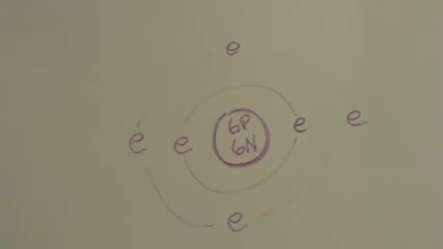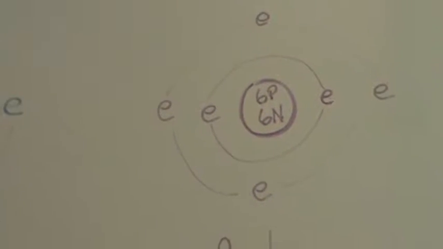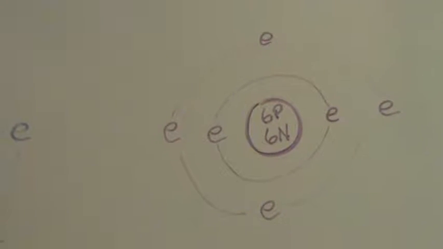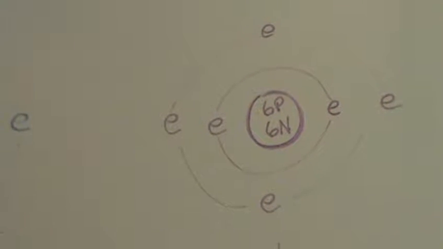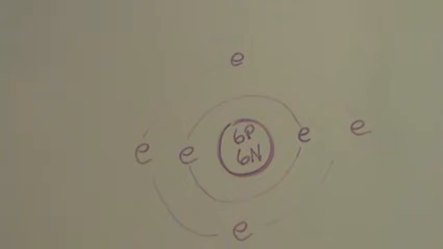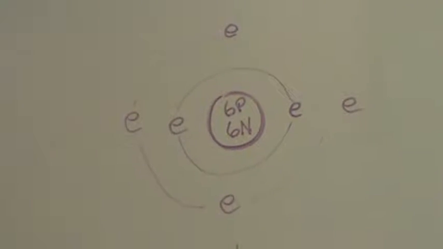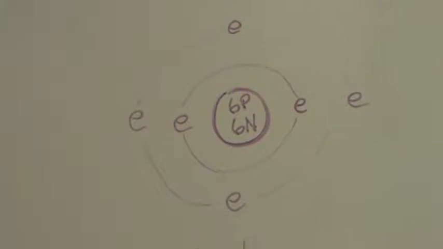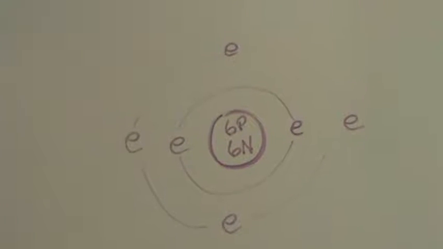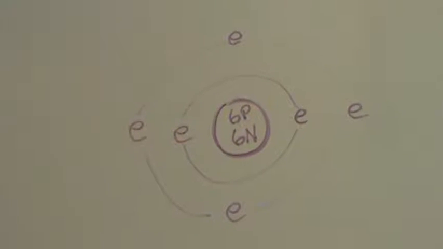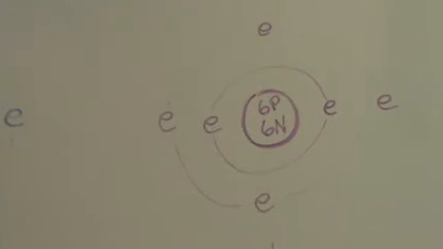Then we have carbon, which is the basis of all life on Earth. 6 protons, 6 neutrons. It's got 2 in that inner shell, which makes that perfect, and it's got 4 in the outer shell. Carbon likes to hang out with everybody. So we find carbon in a lot of different elements and molecules out there.